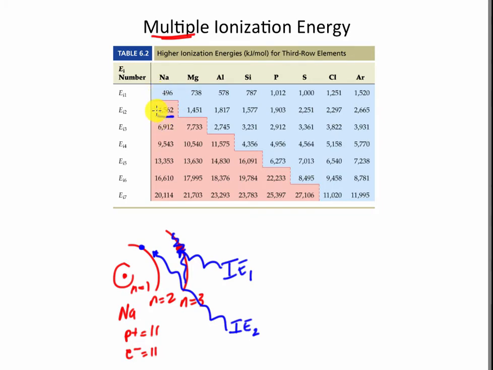So a huge increase from here to here, and this again explains stability. Sodium's valence electron is really easy to lose because of, well, I'll get into the explanations a little bit later, but for right now it's because it's in that higher energy level. But then we see a dramatic increase in the ionization energy when we go to the second one. We hit those core electrons.